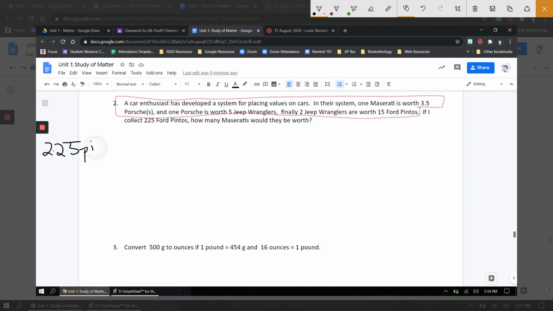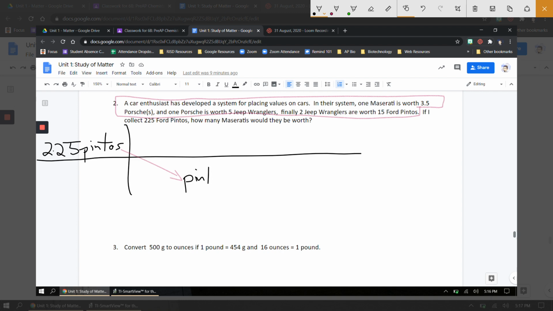Okay, I'm going to add my little picket fence. I already know without even thinking much that I'm going to have to carry this down here, because that is exactly the process that we do for dimensional analysis. Now, as I go vertical, what can I convert Pintos into that could get me closer to my solution? It says right here that a certain number of Jeep Wranglers are equal to a certain number of Pintos.